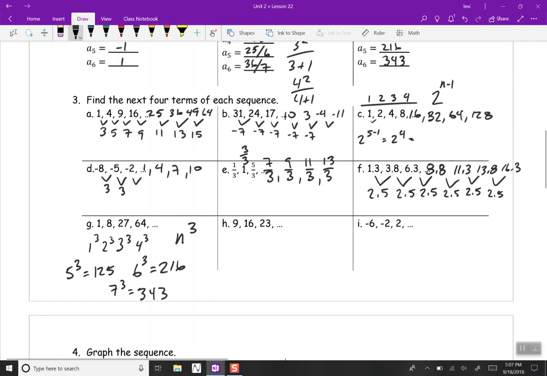Alright, next one, 9, 16, 23. Let's see here. We're going up by 7, going up by 7, going up by 7. 30, 37, 44, 51. Next: -6, -2, 2. Alright, we're going up by 4, right? 2 plus 4 makes 6, plus 4 makes 10, plus 4 makes 14, plus 4 makes 18. That was an easy one.